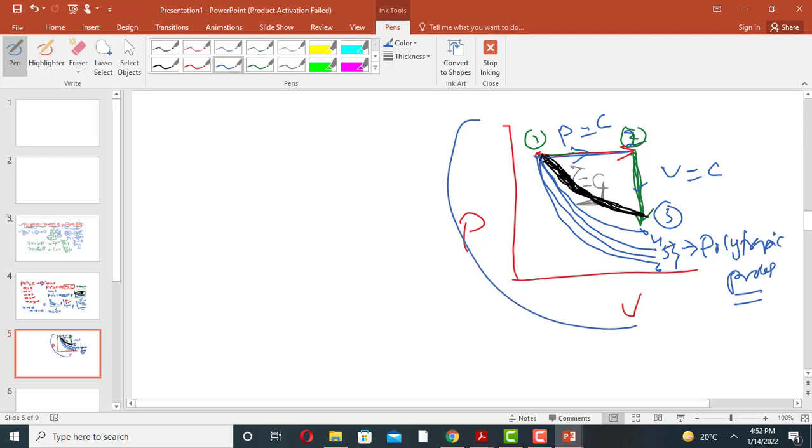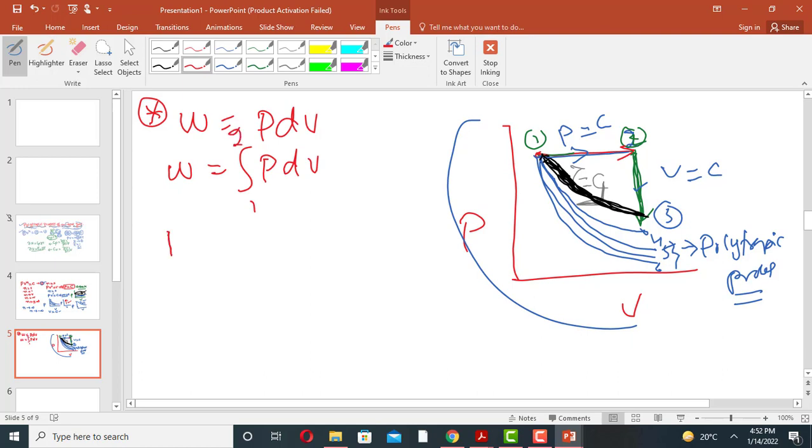Now what will be the work done during the isobaric process? What will be the work done in the isochoric process? So we will discuss this. As we know, work is equal to P delta V. Now work done from point number 1 to point number 2 will be equal to the integral of P dV from point number 1 to point number 2.